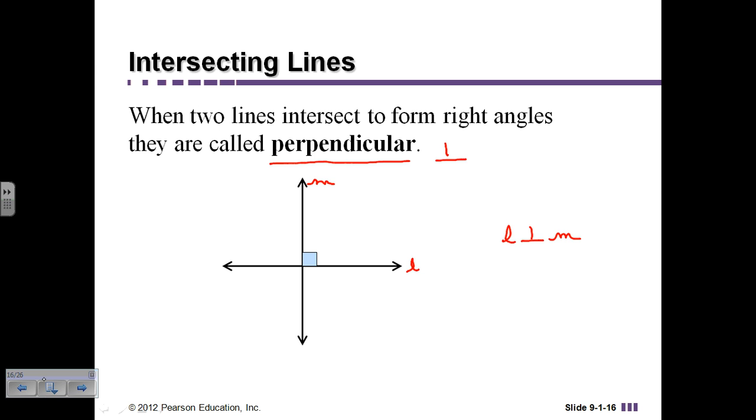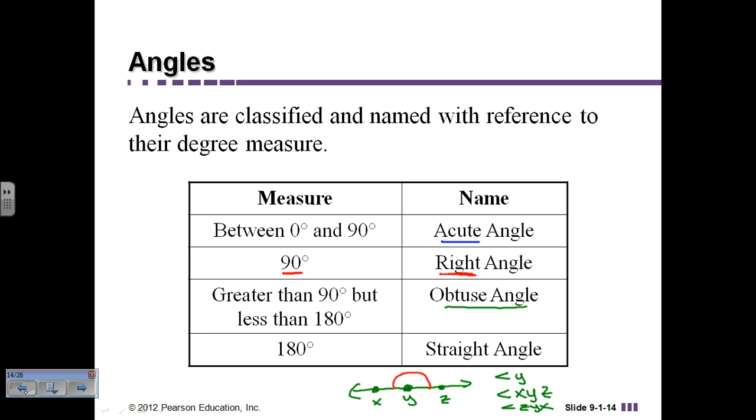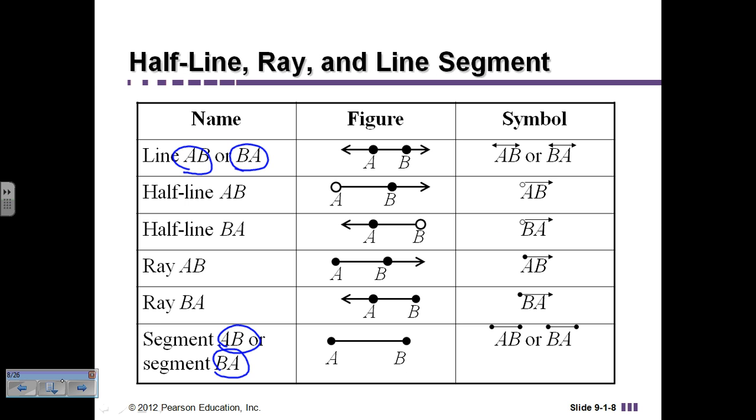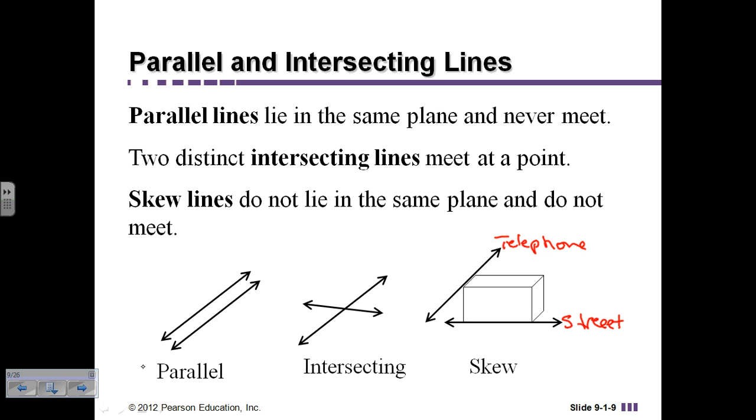I did forget to give you the symbol for parallel, so let's go back a few slides real quick. Okay, so here we have parallel. The symbol for parallel is two lines up and down. So let's look at this one. If this is called L and this is called M, I would say L is parallel to M. So the symbol for parallel is two lines straight up and down.